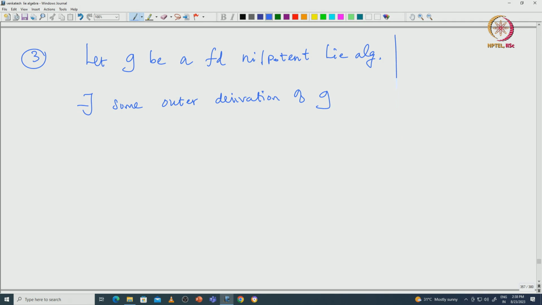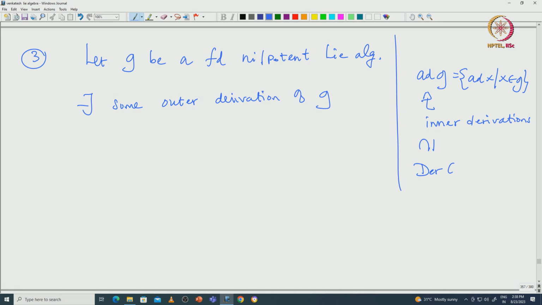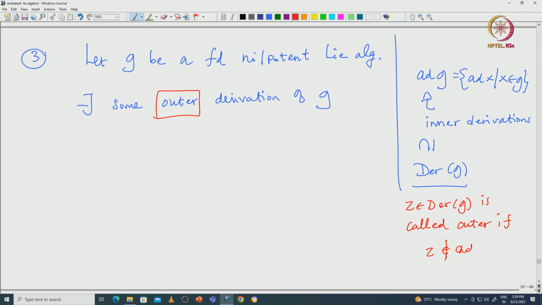So, recall what an inner derivation is. You have this ad G, that is nothing but ad x, where x is coming from G. These are all called inner derivations, and we saw that these inner derivations sit inside what is called the derivations of G. This ad G is indeed an ideal inside the derivations of G, and what we want to call an outer derivation is something that is not in ad G. So, some z inside the derivations of G is called outer if this z is not in ad G. That is the definition of an outer derivation.